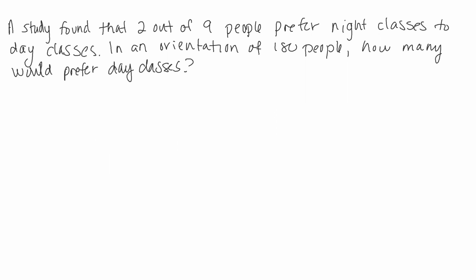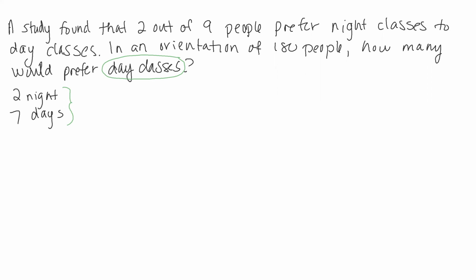So in this particular case, we know that 2 out of 9 like night classes. So that means the remaining 7 out of 9 people prefer days. And I do this because we're interested in people that prefer day classes. Okay, so this is like that example with the computer chips, and some were defective, some were not defective. And we had to figure out what we were being asked. We were asked how many were not defective. So in this case, we're asked how many prefer day classes. So I'm going to go ahead and do my math right here. 2 out of 9 people like night classes. That means 7 out of 9 like day classes.